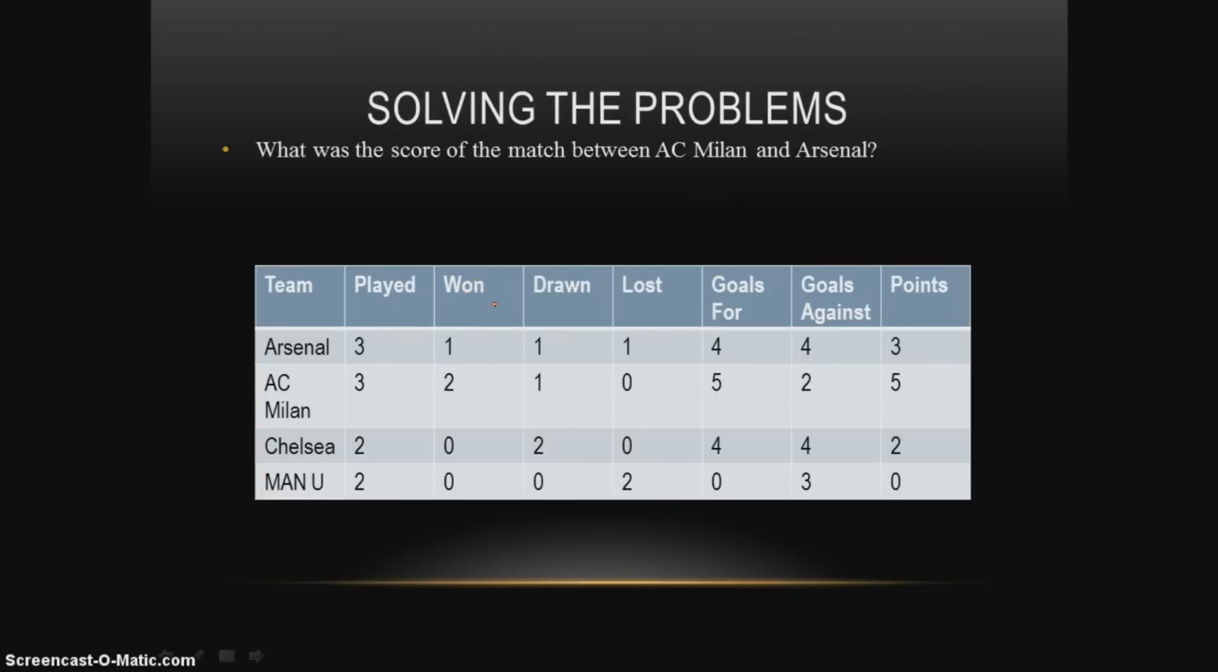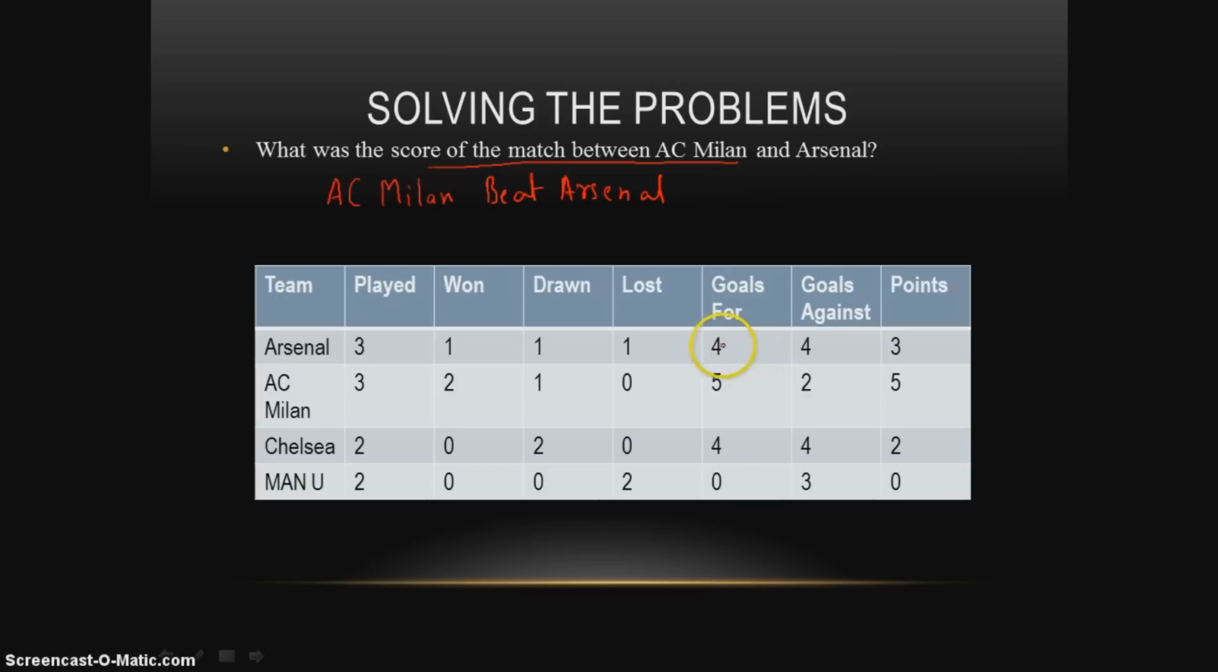So now that we have the full table with us, let's try solving the problems. So the first problem goes like this. What was the score of the match between AC Milan and Arsenal? So before going to the score, let's revise the result. As per our result, Arsenal lost to AC Milan, as discussed in one of the previous slides. So we have AC Milan beat Arsenal. This is for sure.